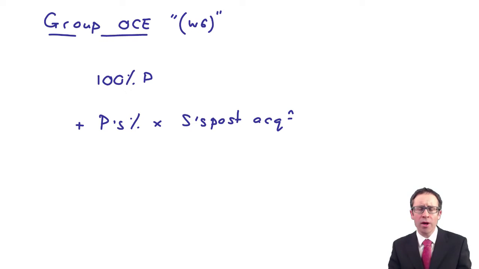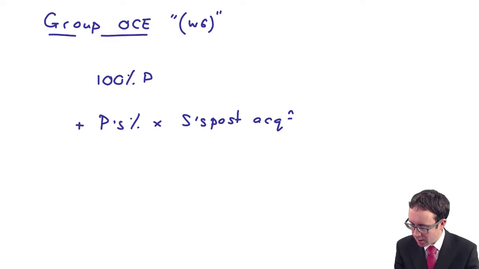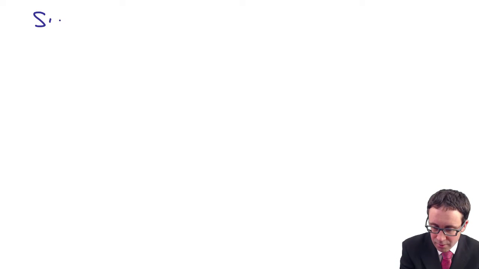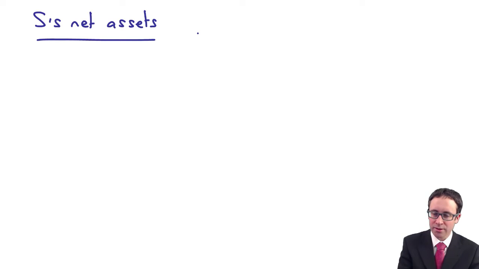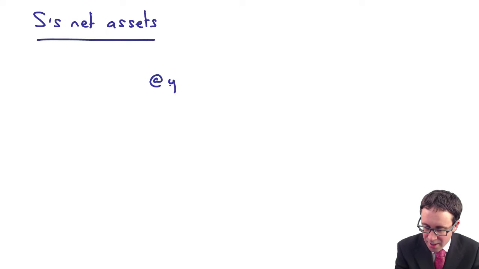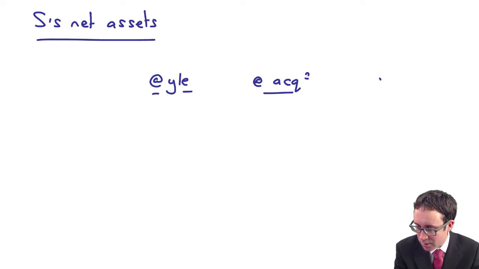Okay, and what you may find it useful to do, I don't know, as the syllabus progresses and we get more past exam papers, we'll see. But I still think it would be useful to use that net assets working, particularly in this instance, because you're looking at several areas of our standardized workings. So S's net assets. You take that at year end, so your reporting date. You take that at the date of acquisition.